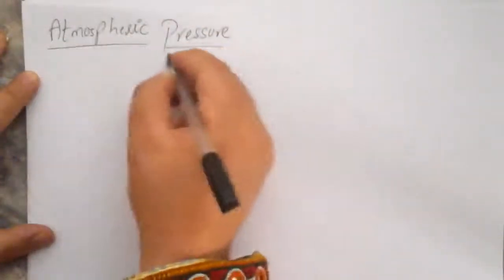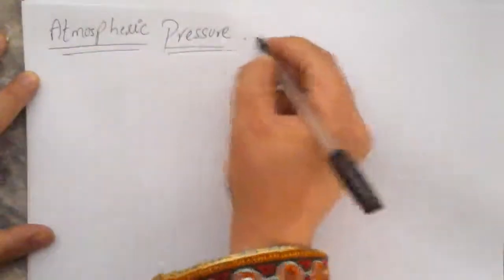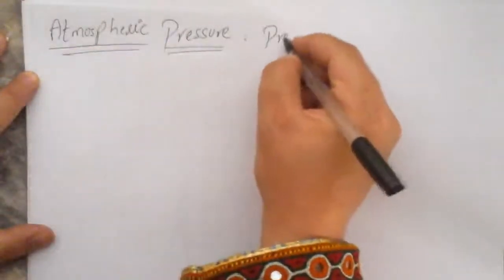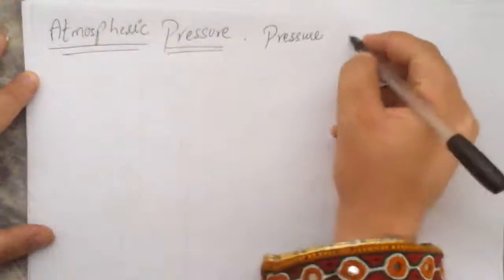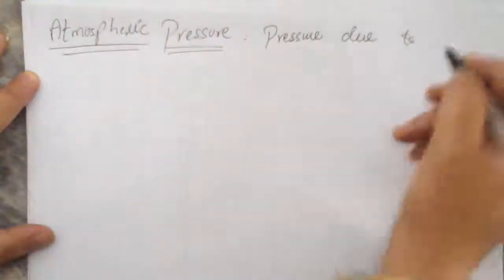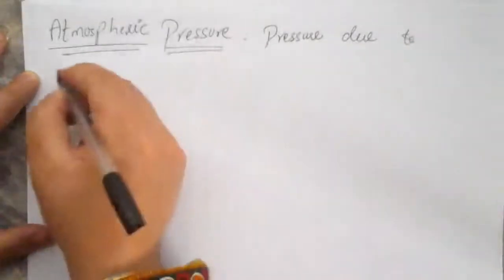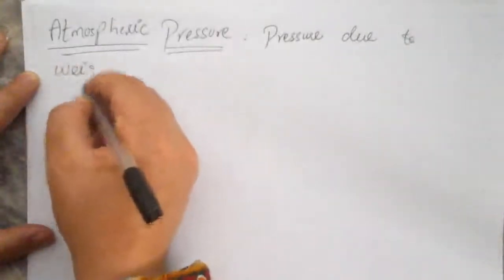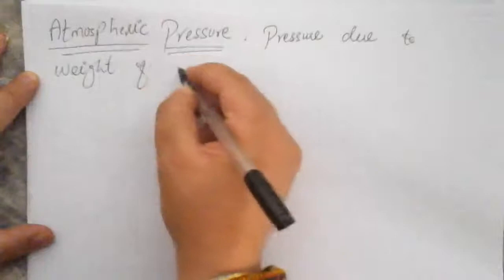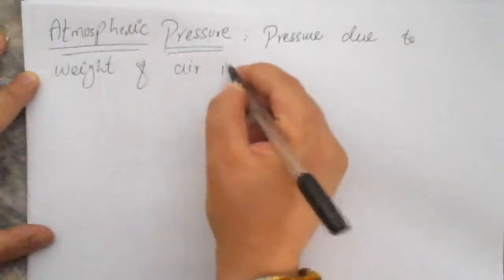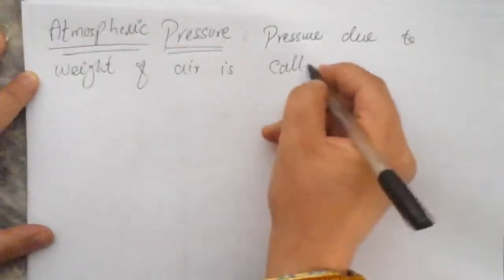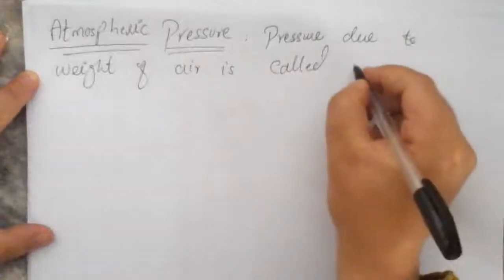Atmospheric pressure is defined as the pressure due to the weight of air. It's called atmospheric pressure.